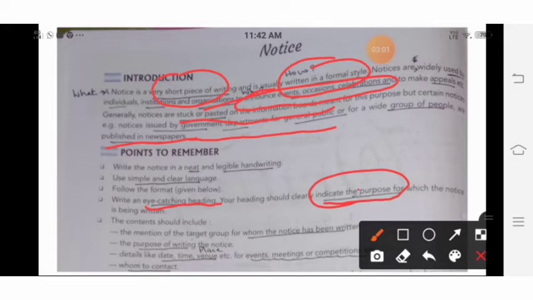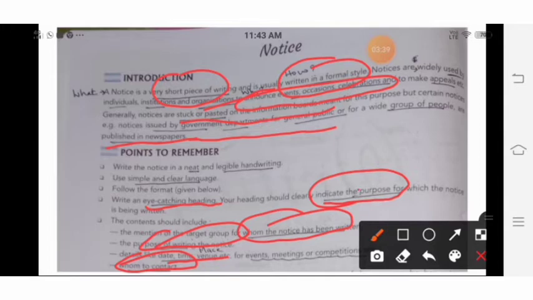So the content should include, you should mention the target group for whom this notice has been written, means for which people you have written. Then what is the purpose of writing the notice? Then details such as your time, your date, your venue, means place. Then for event or meeting or competition. And then after that, whom to contact. So these points are very important.